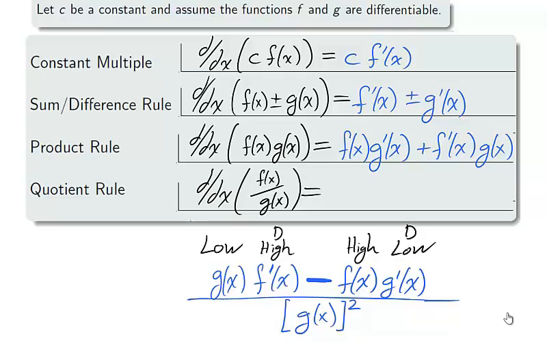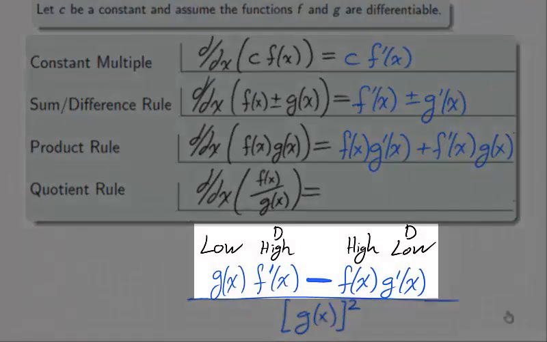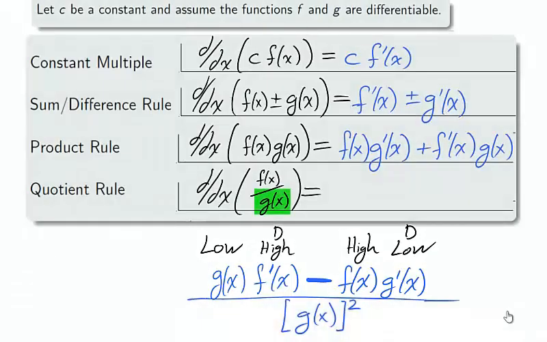Fortunately, there is a convenient mnemonic to help you keep the numerator straight. It is read low d high minus high d low, and what is meant by low is the denominator g, and high is the numerator f. When we say d, we mean to take the derivative. So low d high means g times f prime, minus high d low means f times g prime.